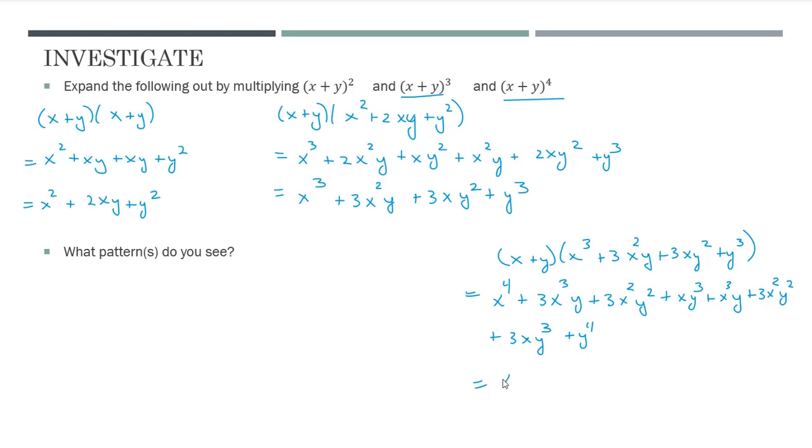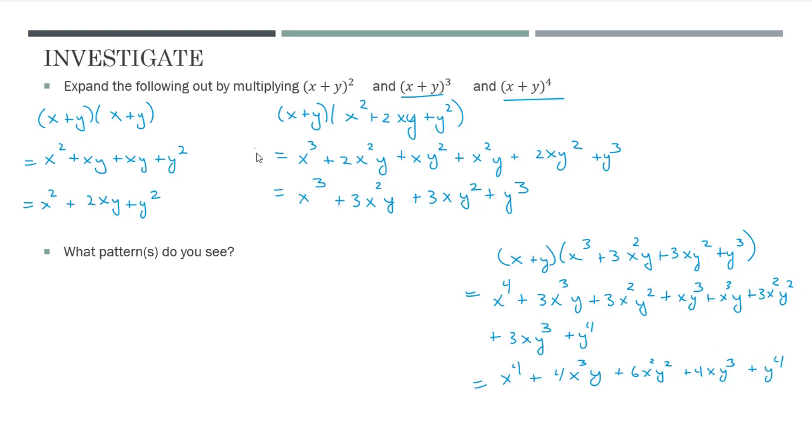Combining like terms, you're going to get x to the power of 4 plus, well, we've got 3x cubed y here, and we've got one additional x cubed y here. So that means we've got 4x cubed y in total. And then we have 3x squared y squared here, and another 3x squared y squared here. So we get 6x squared y squared. And in our next one, we have an xy cubed here and a 3xy cubed here. So a total of 4xy cubed. And then we only have one y to the power of 4.